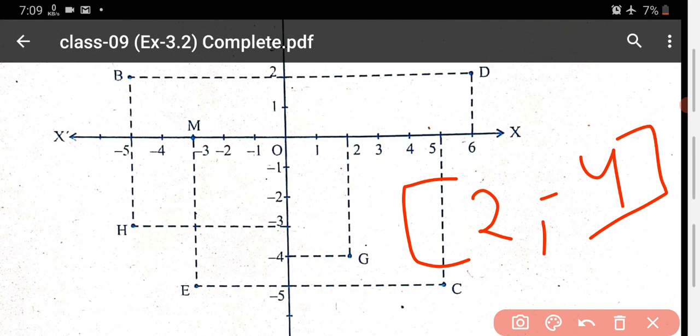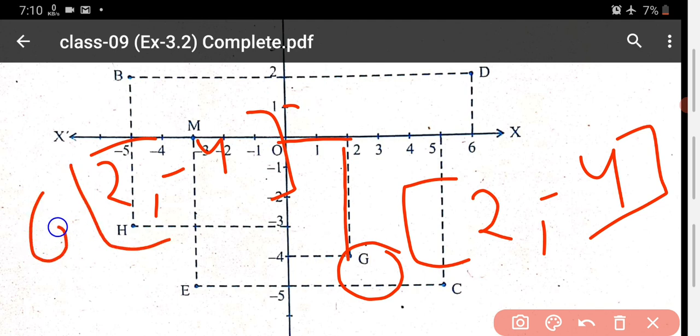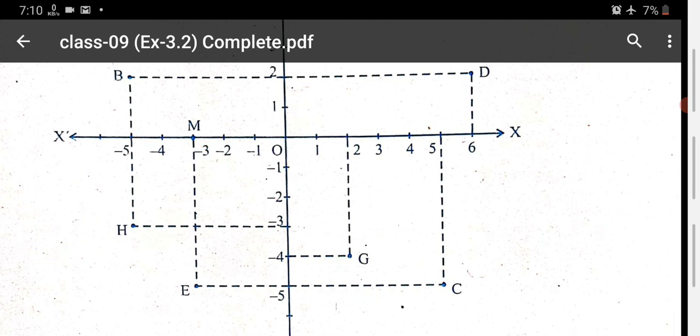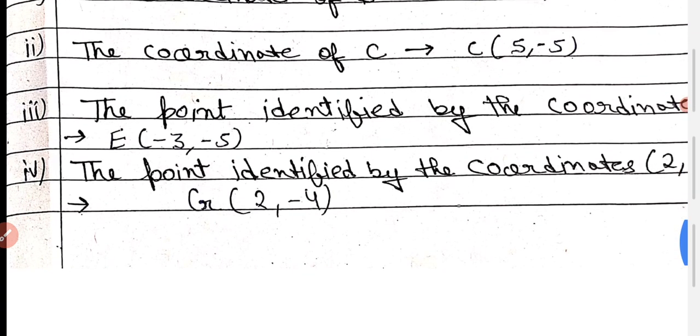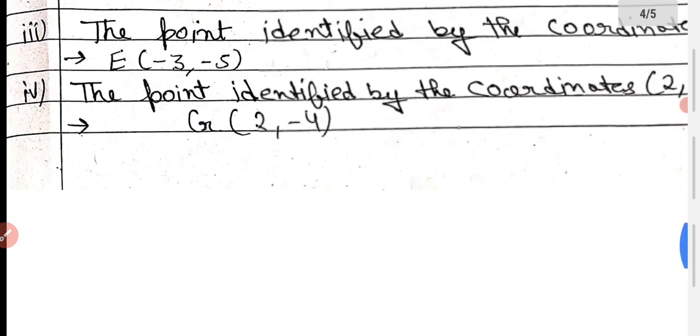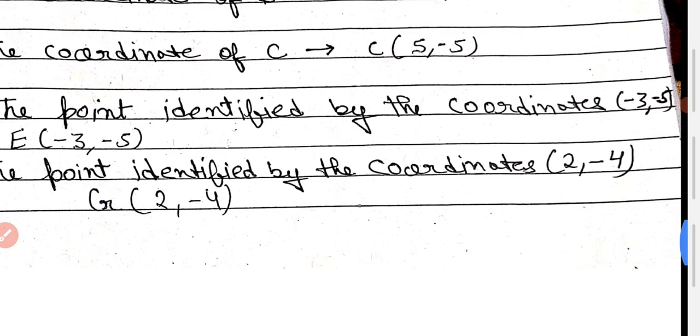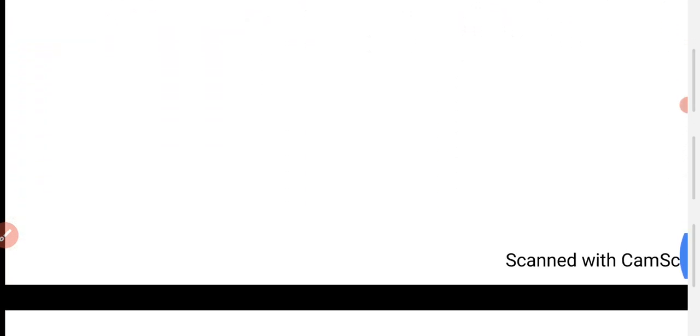As you know, the first value is on the x-axis. Just move on the x-axis. You have to move up to 2, and on the y-axis you have to move -4. That is downside, you have to move downside -4. So what is the point? Point is G. So 2 comma -4 is the coordinate of the point G. You have to write in your answer that the point identified by the coordinate 2 comma -4 is G.